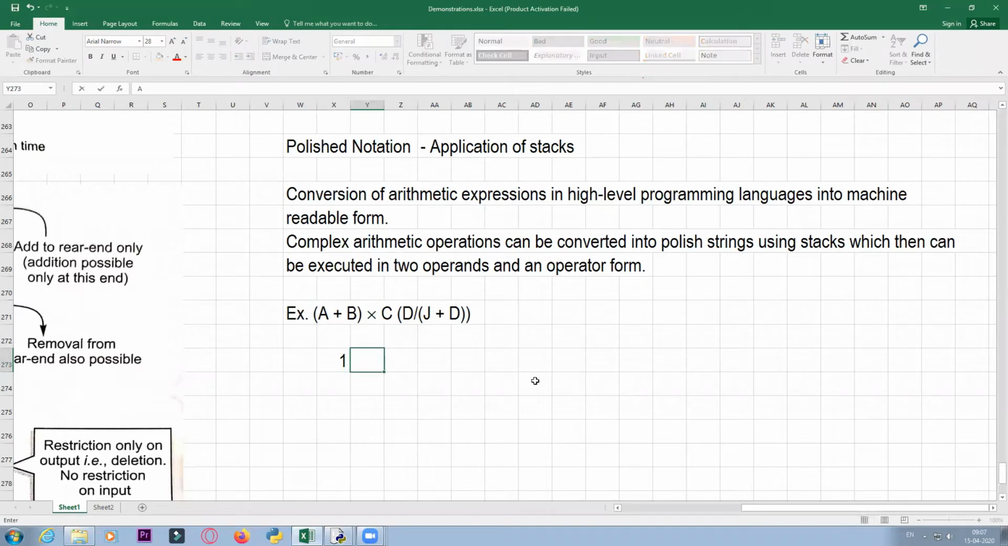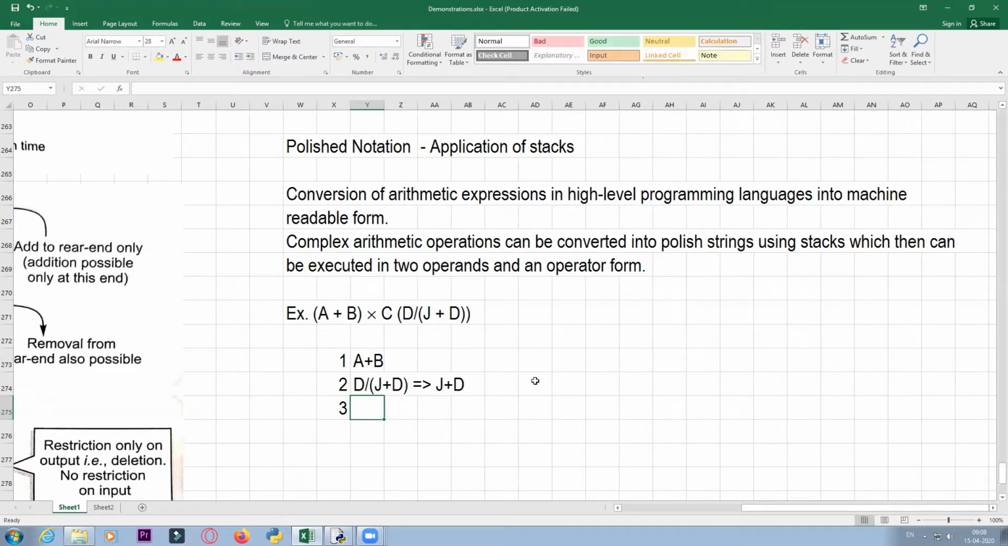Suppose I take up the bracket A plus B. Second, I'll be taking up the bracket which contains D divided by J plus D. Now within this also, you can see that there is another expression, that is J plus D. You'll be solving that first.